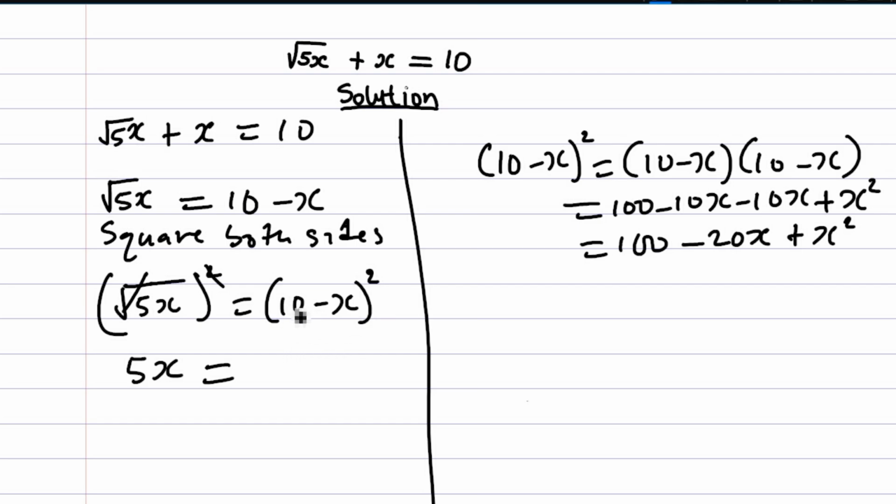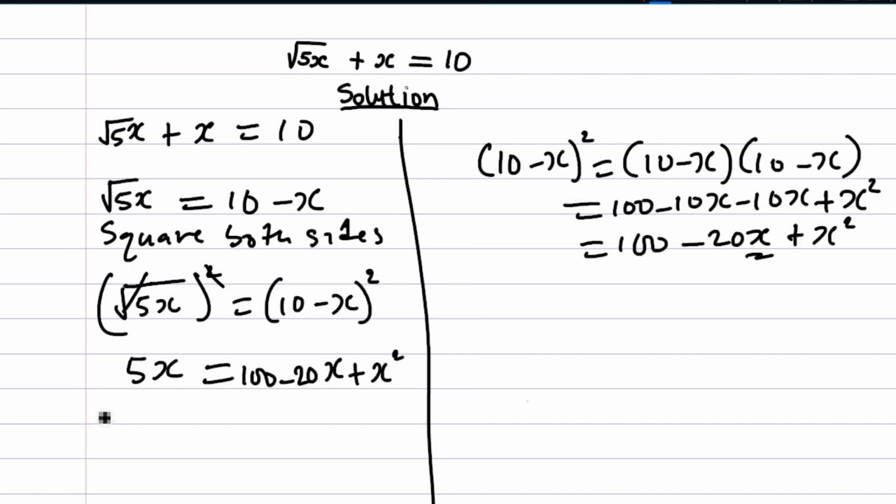But instead of using this method, it's easier to just square the first one, you have 100, multiply the first one and the second one, double it: if you multiply the first one and the second one, you have minus 10x, double it, you have minus 20x, then you square the last one, you have plus x squared. You see, that is exactly the same thing we got here.